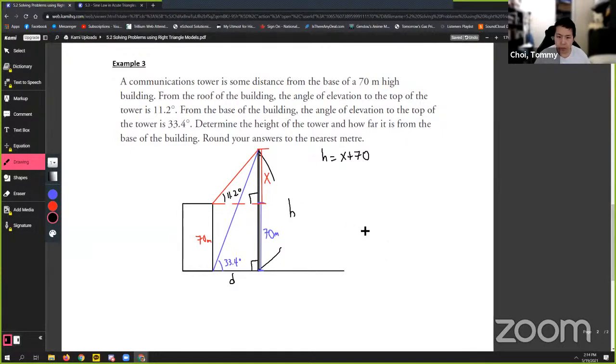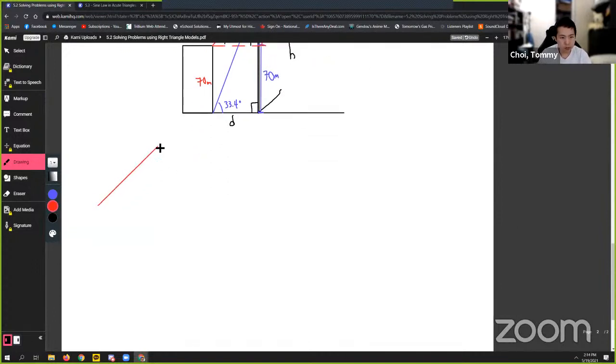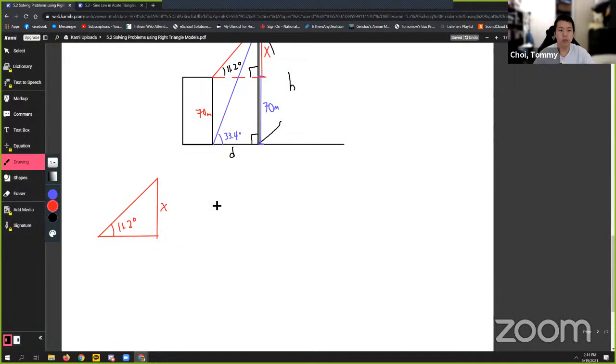Once we have that information down, we can then draw our two triangles. The two triangles that you should be able to see are as follows. The first triangle is the triangle that does this, where this is X, this is 11.2 degrees. That's all the information we know from the first triangle.